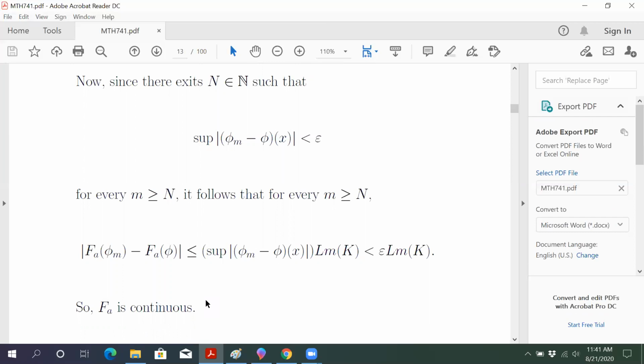So we are done with this example. We tried to elaborate everything. We showed that first FA is well defined. Linearity is easy, I left it to you. And this is the continuity. Okay, some more examples.